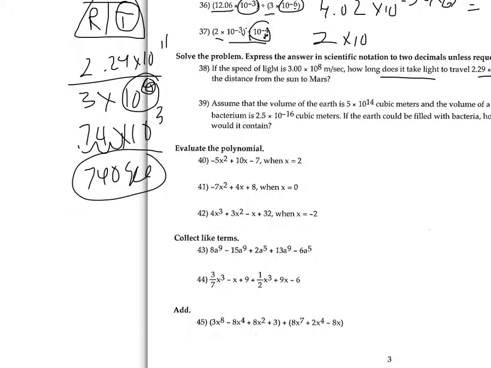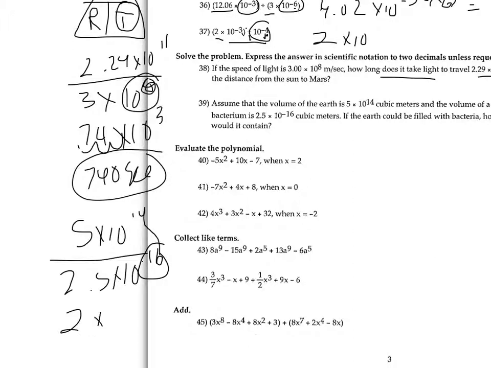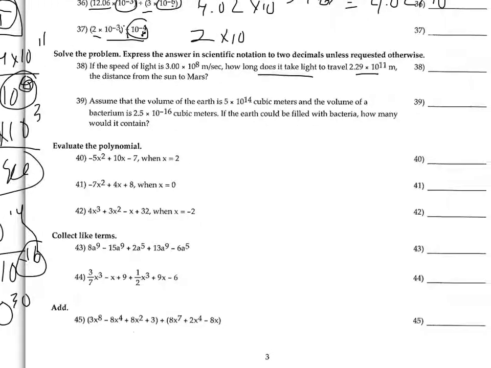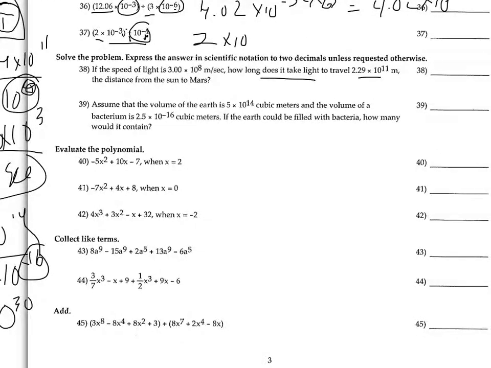So let's see, we have 5 times 10 to the 14th divided by 2.5 times 10 to the negative 16th. Well, 5 divided by 2.5 is 2. Then we subtract the exponents, so times 10 to the 30th. So that's how many bacteria we could fit if we could fill the Earth with bacteria: 2 times 10 to the 30th, which is pretty gross. 2 times 10 to the 30th.